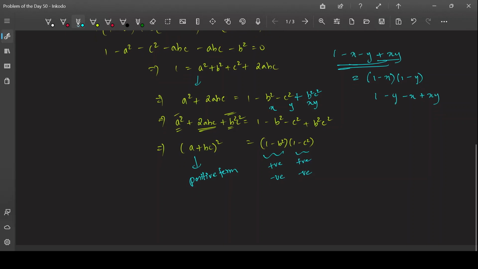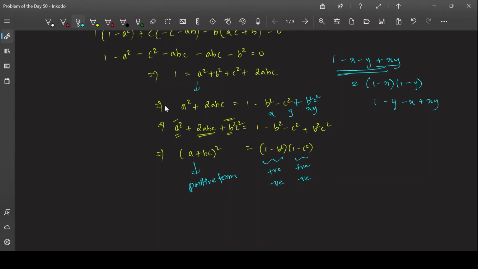Now similar analogous forms: a plus bc whole square is equal to 1 minus b square into 1 minus c square. Let us now have other similar analogous forms. What if it's b plus ac whole square? If that is the case, we'd have 1 minus a square into 1 minus c square. What if it's c plus ab whole square? That would be 1 minus a square into 1 minus b square.